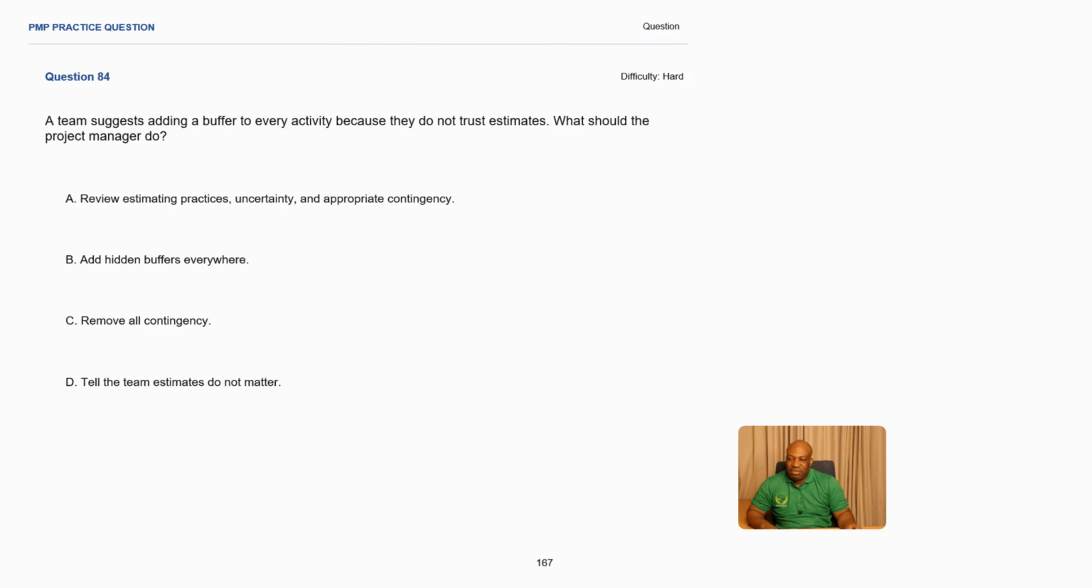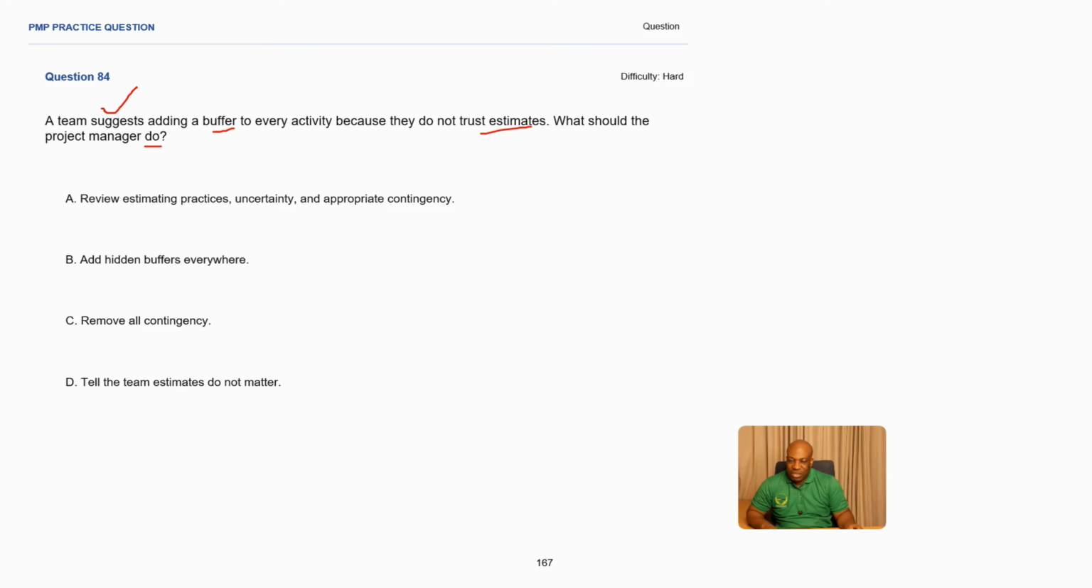Practice question number 84. A team suggests adding buffer to every activity because they do not trust estimates. What should the project manager do? So what is our problem statement? We have a team that is suggesting adding a buffer to every activity because they do not trust the estimates, all right?